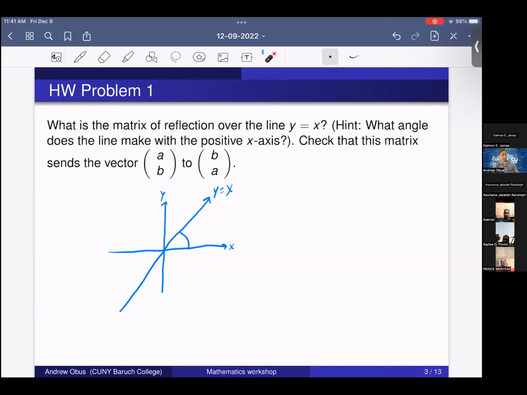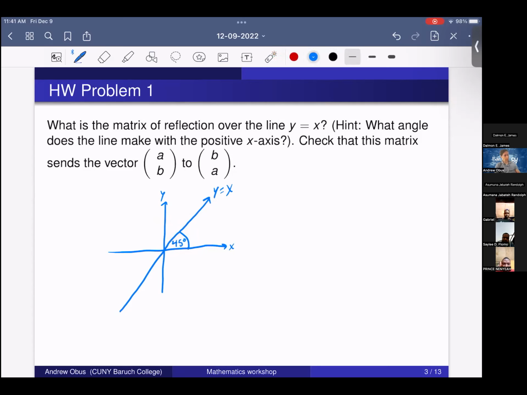Can we say 45 degrees? Yep, that's right, 45 degrees. So it's exactly 45 degrees, right? Because this line is exactly in the middle between the y-axis and the x-axis, so it splits the 90-degree angle into two pieces. So it's going to be 45 degrees.